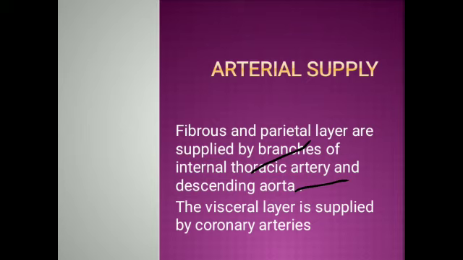So visceral layer is supplied by the artery called coronary artery. What are these arteries? Coronary artery is the artery which supplies the heart, okay. So that is a coronary artery. So the fibrous and parietal layer are supplied by branches of internal thoracic artery and descending aorta, whereas the visceral layer is supplied by coronary arteries.